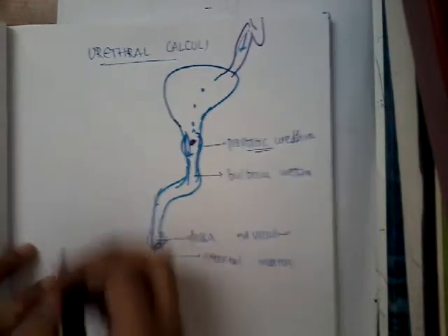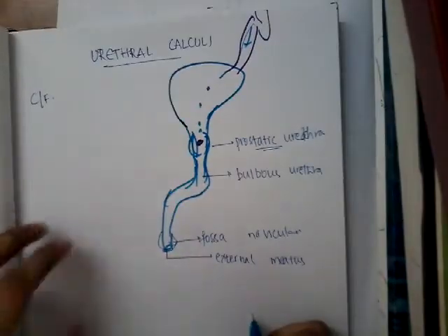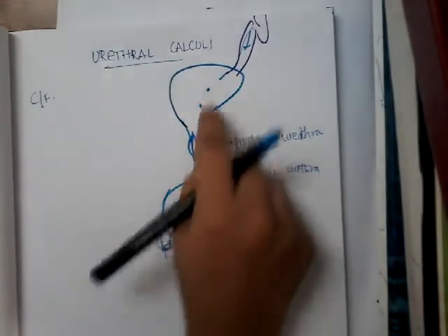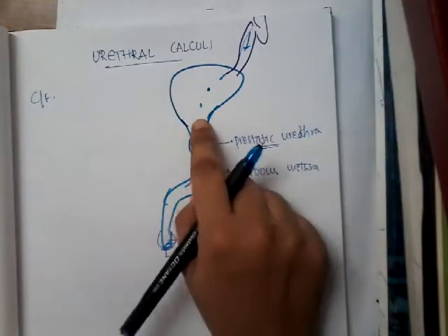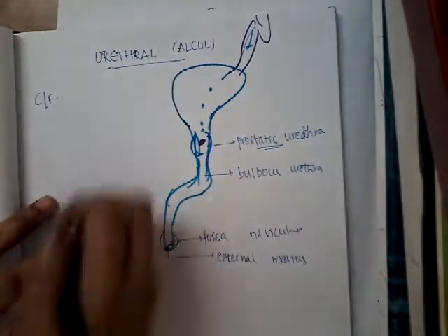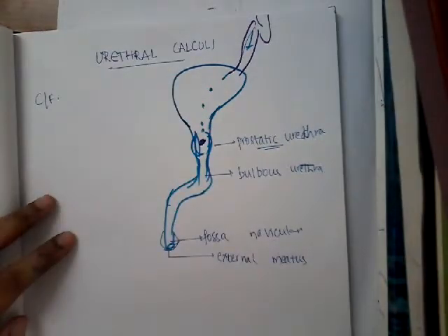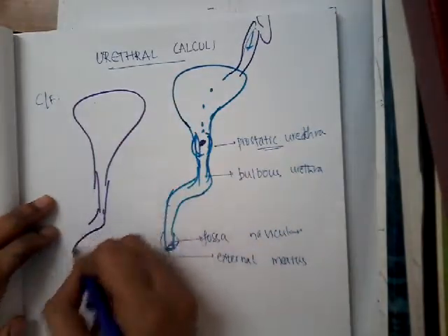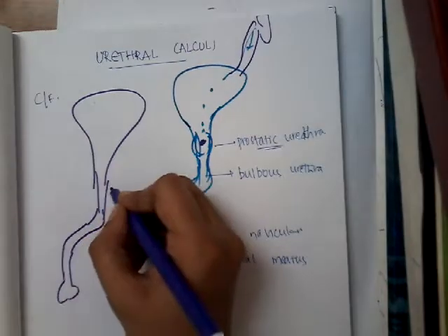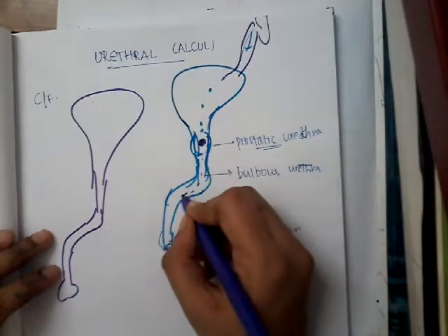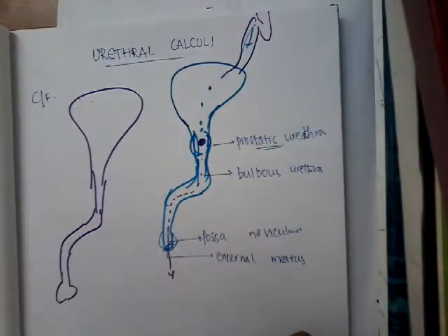Now, what are the clinical features? There will be sudden pain in the urethra. Once the stone passes from the kidney to the bladder, and once it reaches the urethra, there will be sudden pain in the urethra. And this has two main outcomes. If the stone is really small, it will be expelled out through the external urethral meatus.